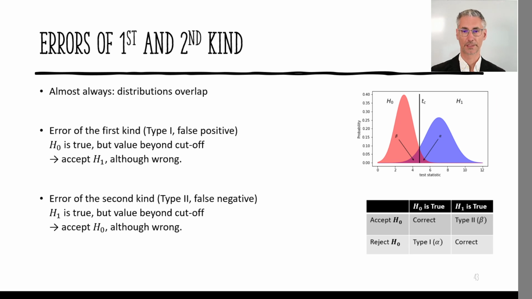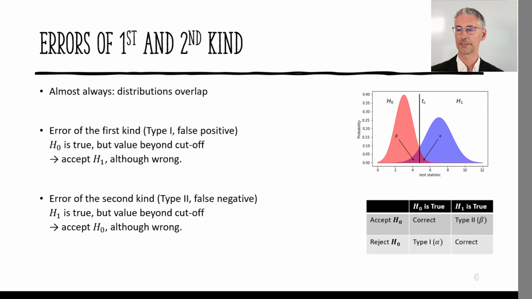So the error of the first kind, or type 1 error, false positive, means that the null hypothesis H0 is true, but the value is beyond the cutoff on the right. So we accept H1 although it's wrong. The error of the second kind, also type 2 error or false negative, is the opposite. The alternative distribution is true, but the value is now the other way round. So we accept H0 although it's wrong.